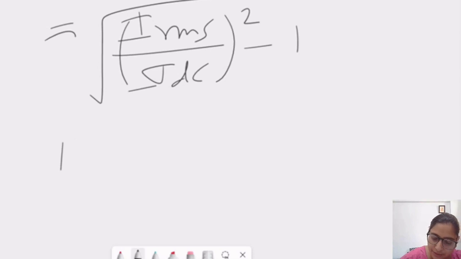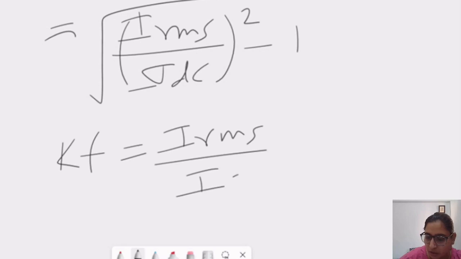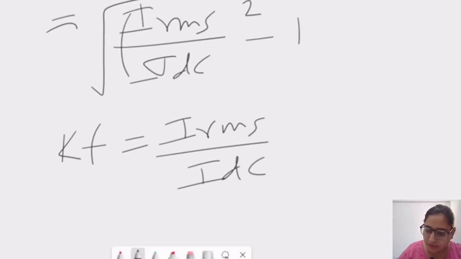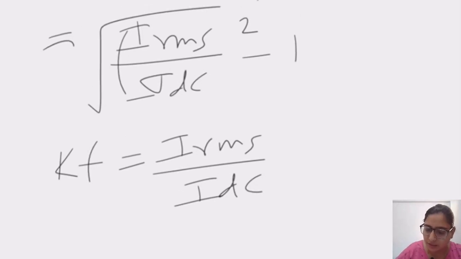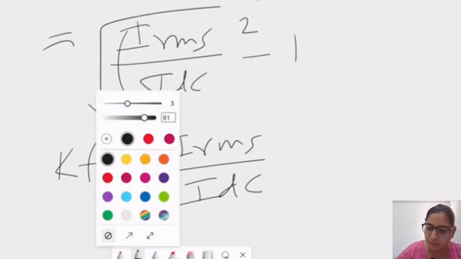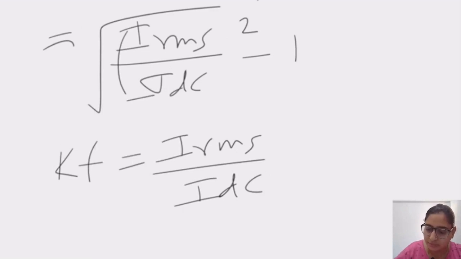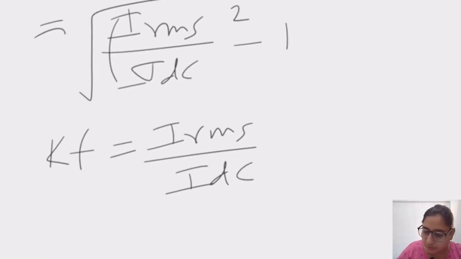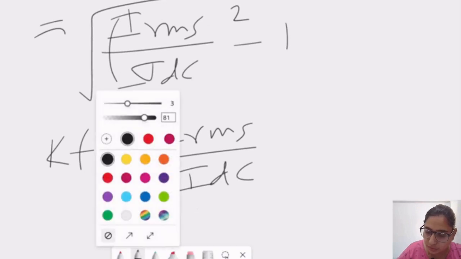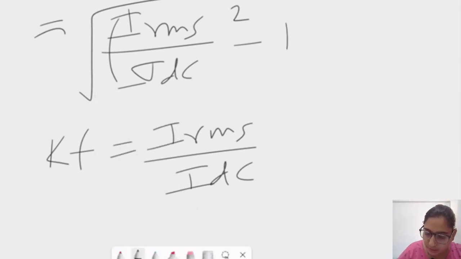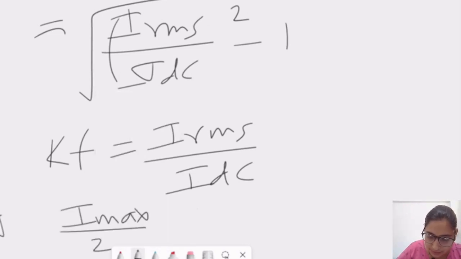Now a term we studied earlier is the form factor. What was our form factor? Kf is our form factor, which is nothing but IRMS upon IDC. For more clarification, we have to solve a little bit for Kf. What is our IRMS? It is our root mean square value, which we already calculated. Root mean square current is Imax by 2. Clearly, this is our IRMS, already calculated earlier. And the second one, IDC, the DC output current we calculated.